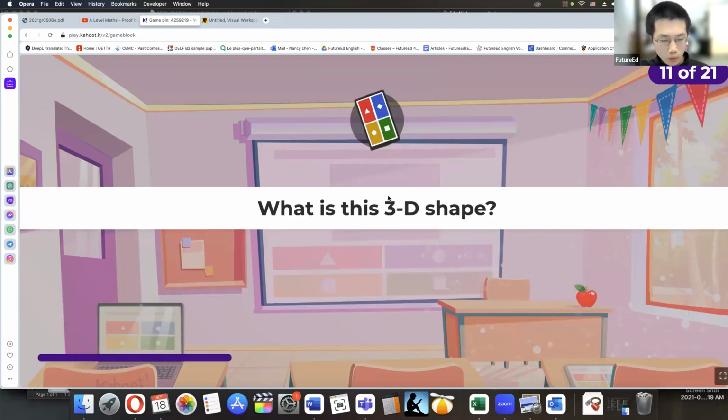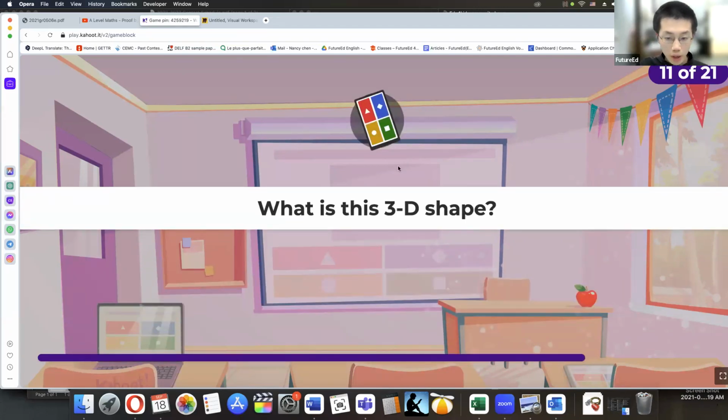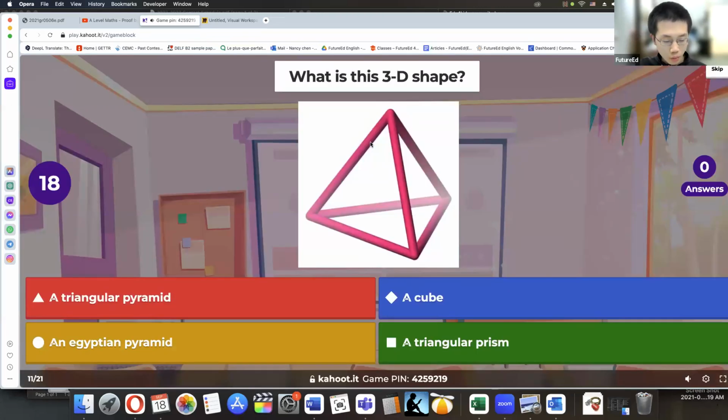I believe we have one more question. Okay, now we're entering the realm of 3D shapes. What is this 3D shape?